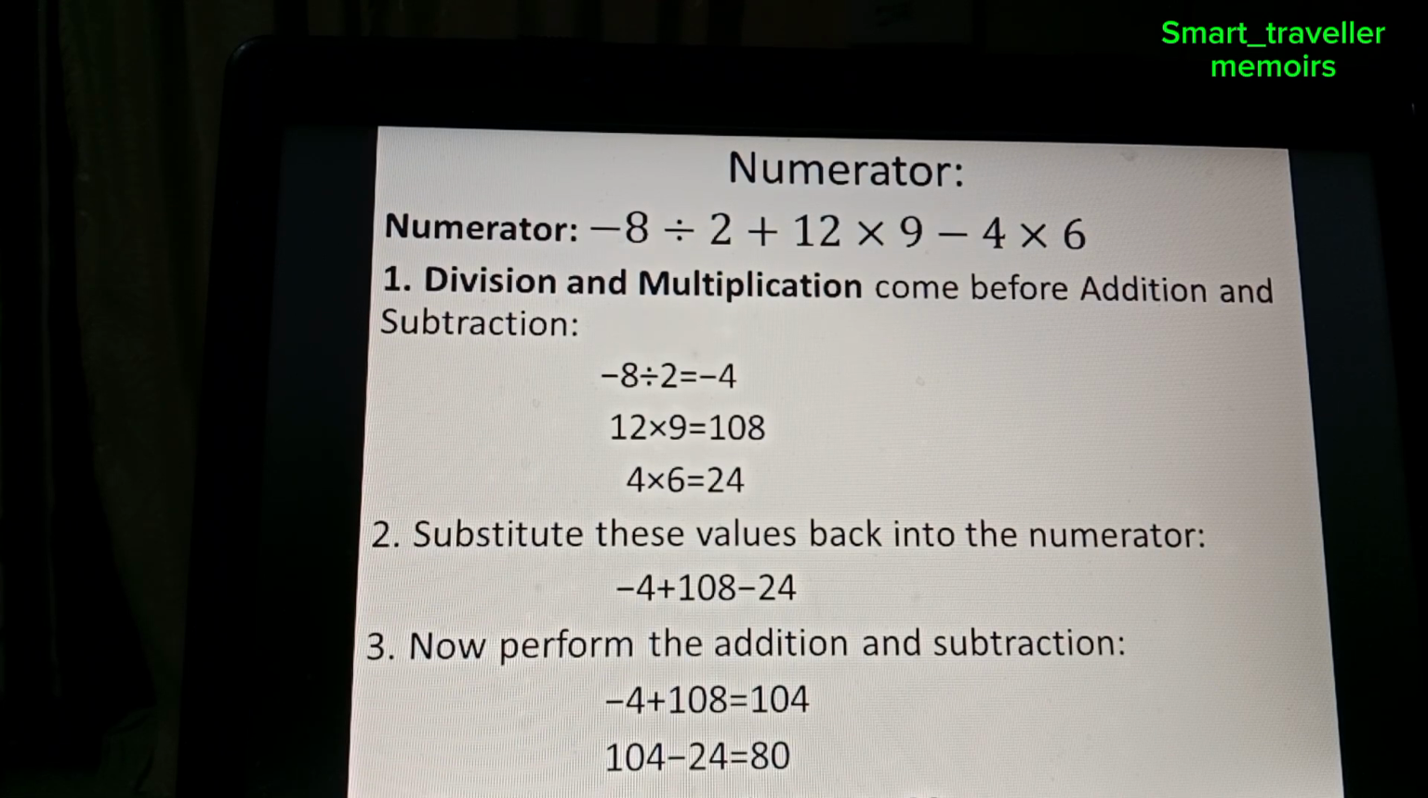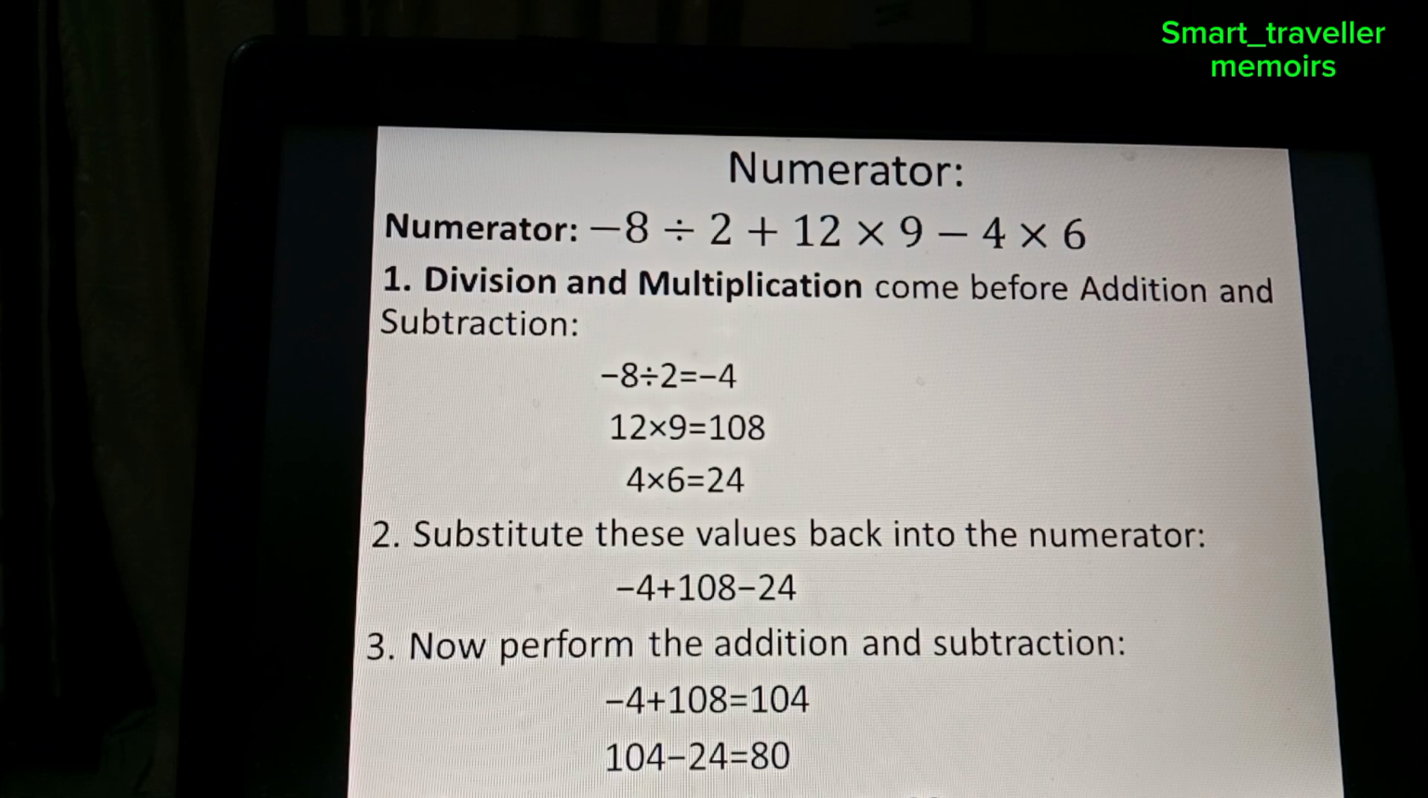Numerator: -8 divided by 2 plus 12 times 9 minus 4 times 6. So we start with the division and multiplication before addition and subtraction. We have -8 divided by 2 is -4, 12 times 9 is 108, 4 times 6 is 24. Substitute these values back into the numerator, you get -4 plus 108 minus 24.